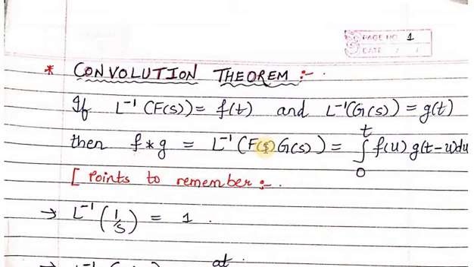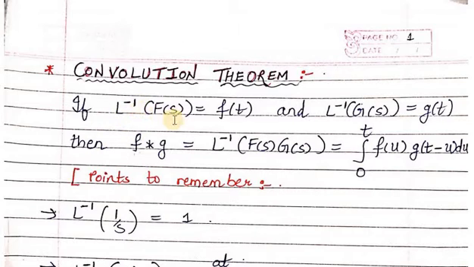If you have been given two functions, one is a function of s and the other is again a function of s, say one is f of s and the other is g of s. And if you have to find out the inverse Laplace of that particular function, that is f of s into g of s, so that is given by this integration. This is called convolution theorem. So what is the statement?